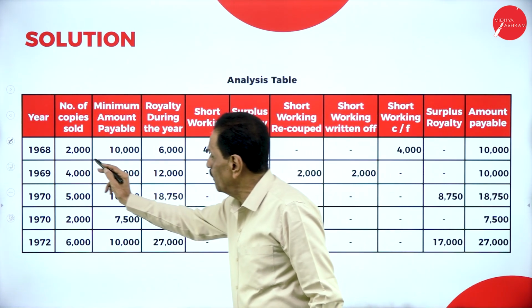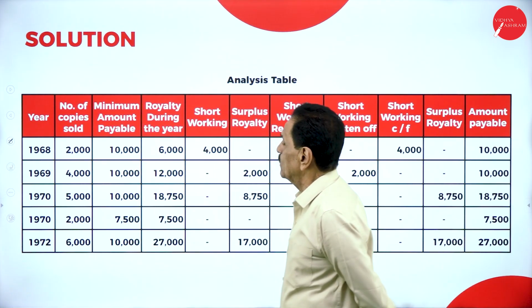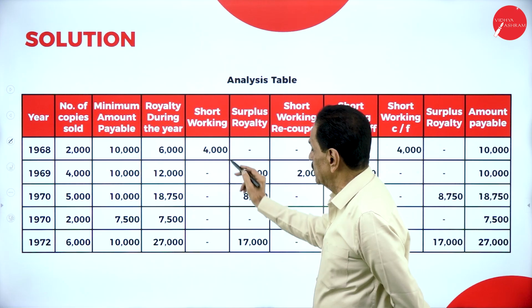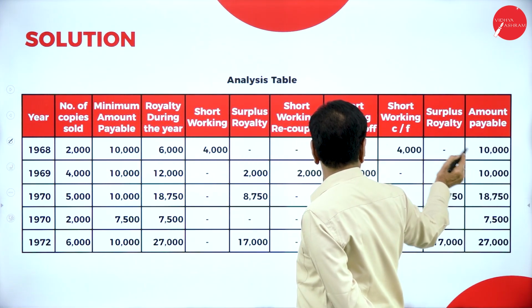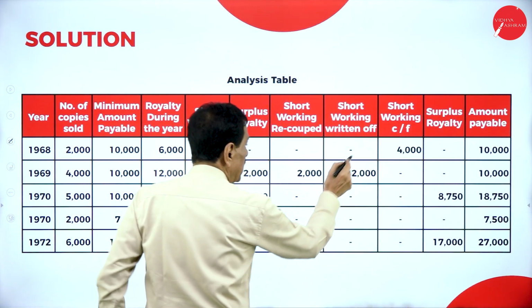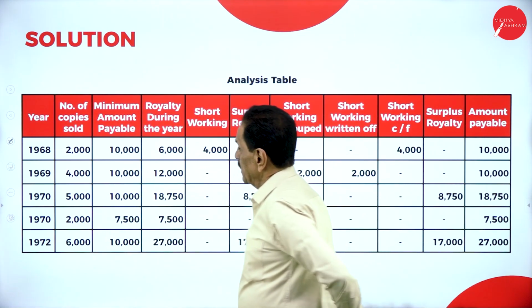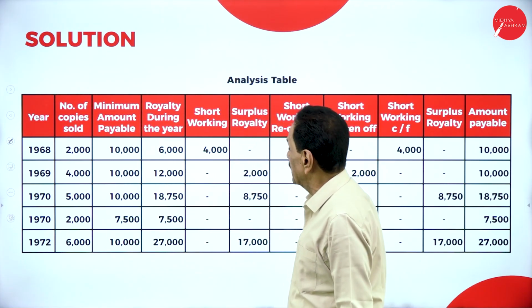So first year, how many copies sold? 2,000. Minimum rent is 10,000. Royalty is 6,000. There was a shortage of 4,000. Whichever is more, 10,000, is payable to author. Short working carried forward. This should be recovered in next year. So next year, 4,000. Minimum rent 10,000, you got the 12,000 here.